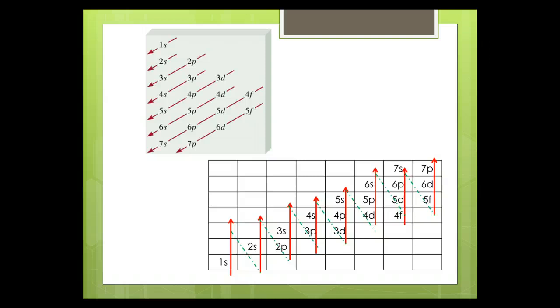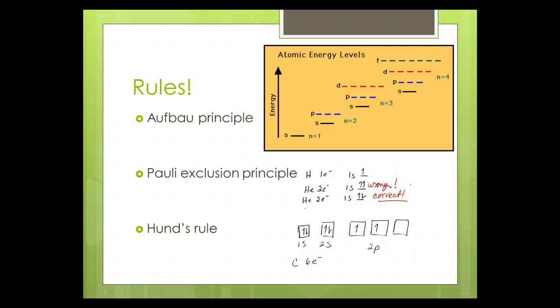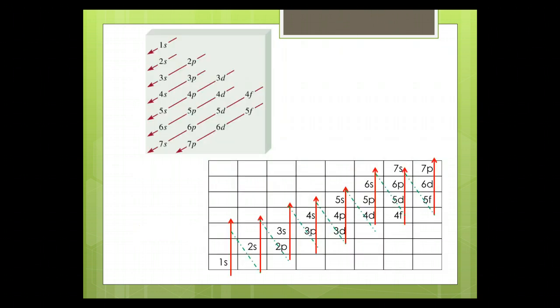We have to remember that s holds 2 electrons. P, since in this previous slide it has 3 lines, it can hold up to 6. D has 5 lines, so it can hold up to 2 times 5, you got it, 10. And then F has 7 lines, so it could have up to 14.